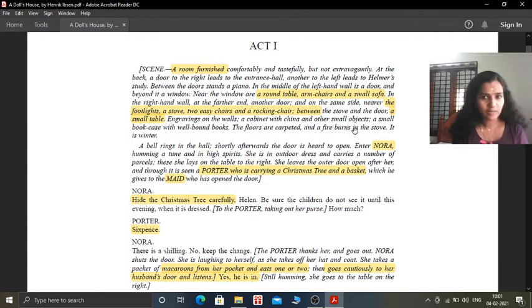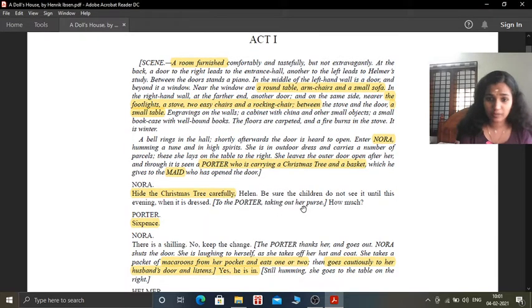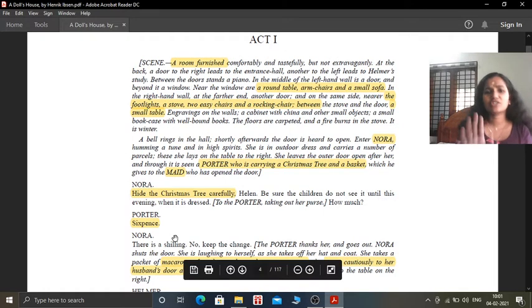So Nora is a married woman and she has children, and that day is Christmas day. She said that you should hide this Christmas tree carefully, and we have to dress it, we have to decorate it. Until then, my children should not see it. And the porter asked for money. It said that it is sixpence, and she handed over the money and said keep the change with you. What a generous lady she is.